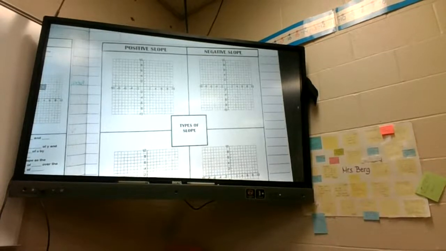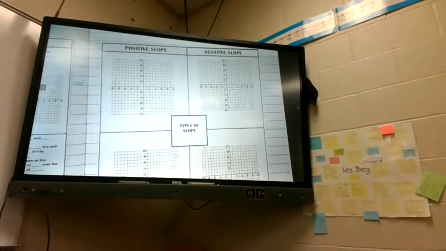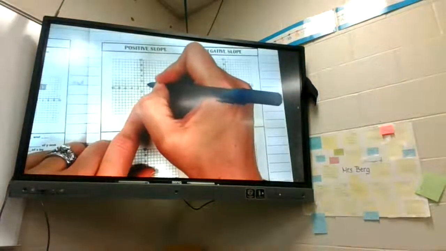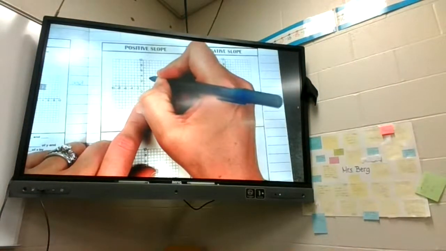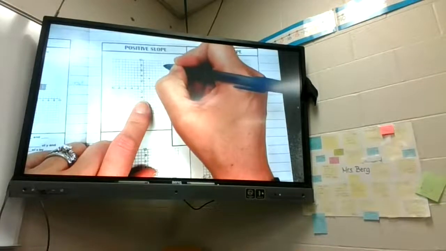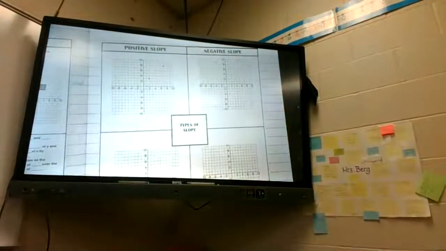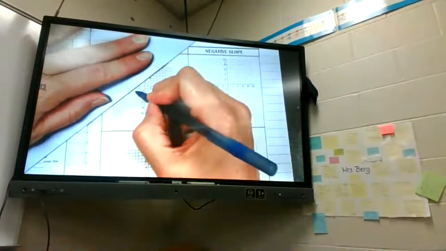So positive slope. A positive slope is going to be a slope that from left to right is increasing or going up.